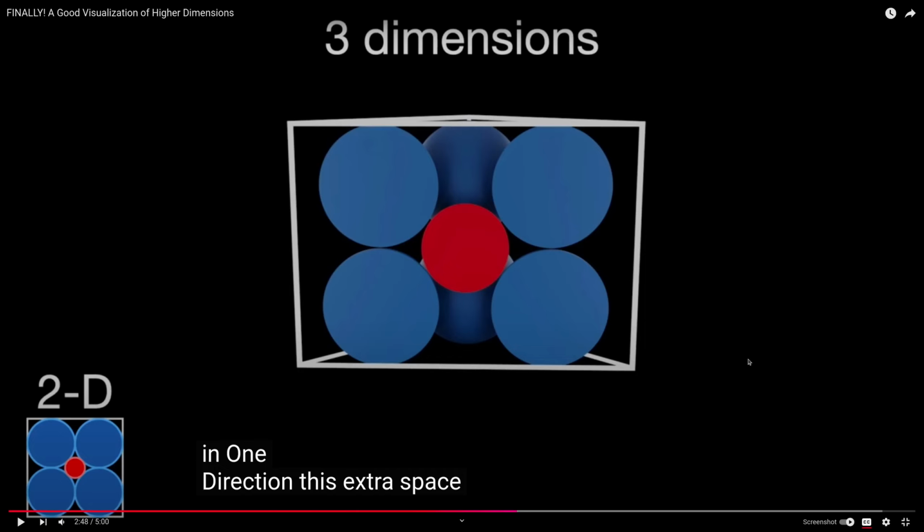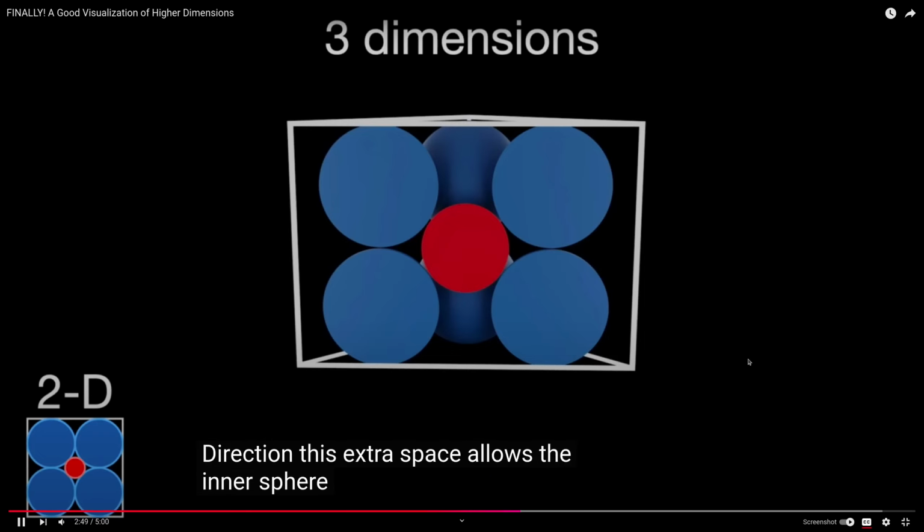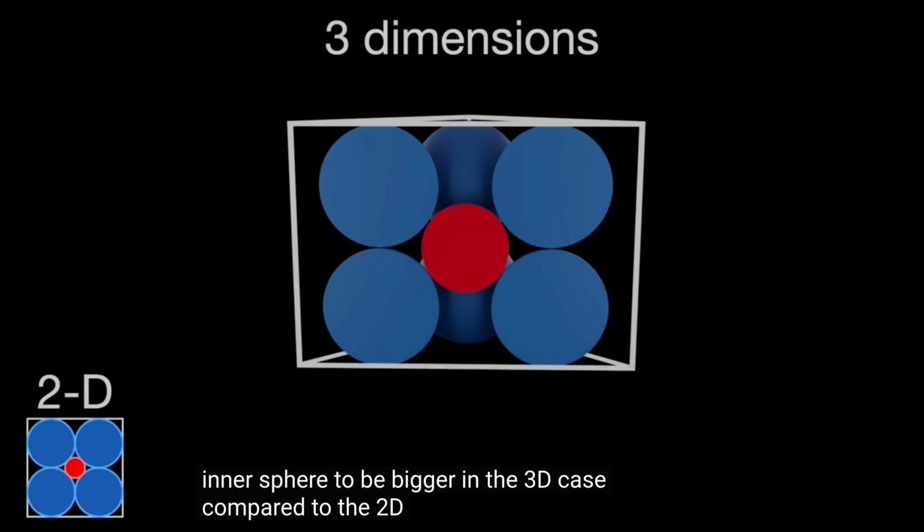In 3 dimensions, why did we cut it from the diagonal? Why didn't we cut it like a cake? This allows the inner sphere to be bigger in the 3D case compared to the 2D case.